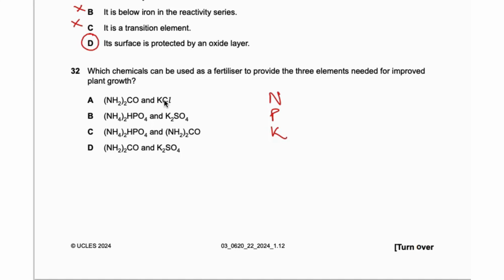It contains N and K. It contains N, P and K. So it is the right answer. It contains N and P, not K. It is wrong. It contains N and K. It is wrong. So B is the right answer.